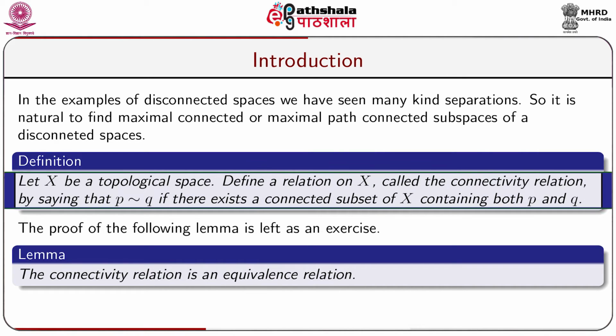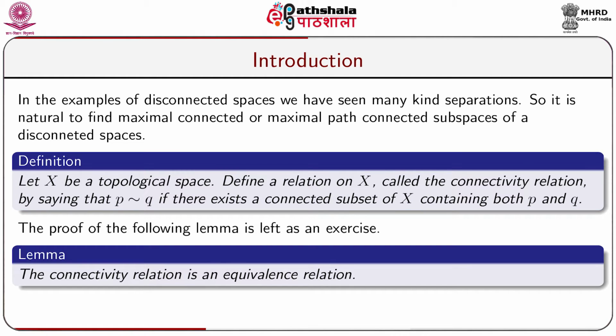Let X be a topological space. Let us define a relation on X, which we shall call the connectivity relation, by saying that P is related to Q if there exists some connected subset of X containing both P and Q. We can prove that the connectivity relation is in fact an equivalence relation. It is not difficult to prove. In fact, reflexivity and symmetry come for free.